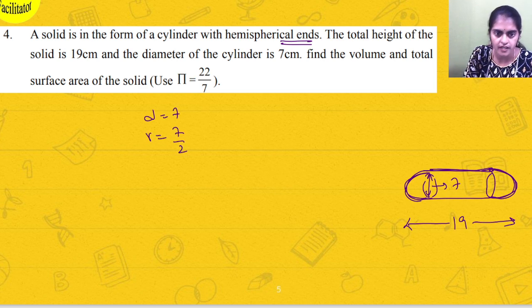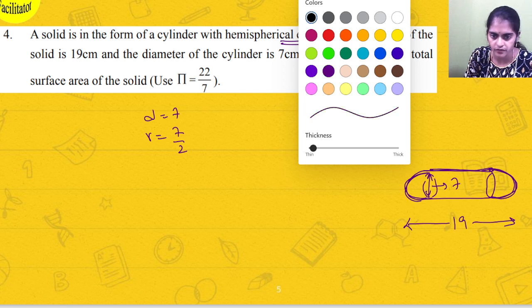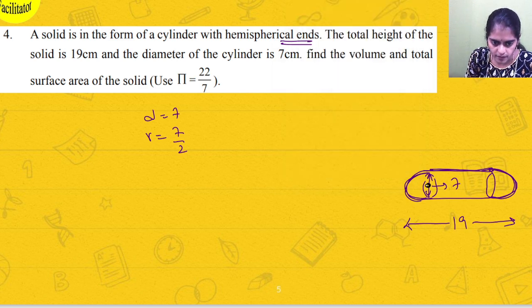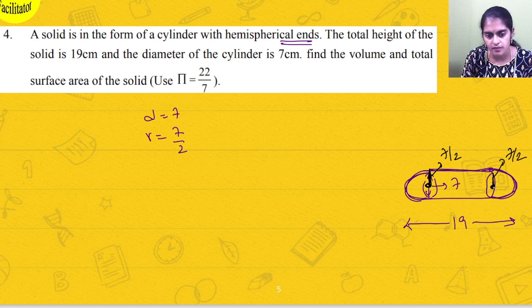So from this part to this part, have a look now. From the center to this, it is 7 by 2. Total diameter is 7. Half of it is 7 by 2. Similarly, this part is also 7 by 2. And this part is also 7 by 2.